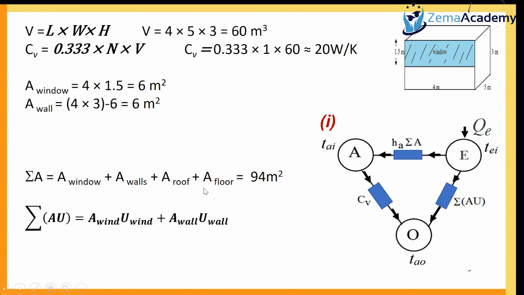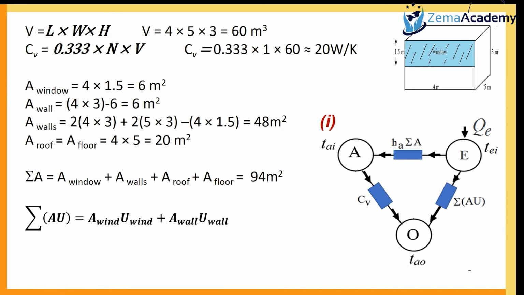Area of the roof and area of the floor are almost the same. That is 4 times 5, 20. So the area of the roof is 20 and the area of the floor is 20. So 6 plus, I think this is 48, plus 20 plus 20. So 20 plus 20 is 40. 40 plus 48 plus 6, you will end up with 94 meters square. So the summation of all the areas within this space is 94 meters square. This is how I did it.